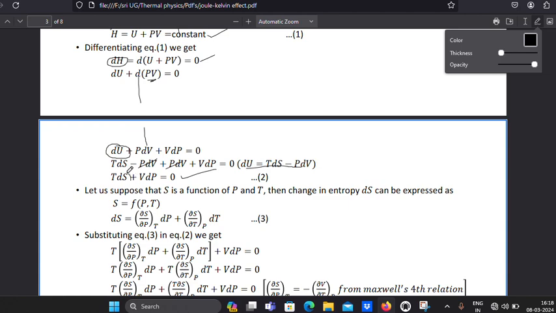Now let me change entropy. For this, what I am doing? Let us suppose that S is a function of P and T. Then the change in entropy dS can be expressed as... So likewise, the equation I already explained in the ratio and difference of specific heats. There I explained how we have to differentiate.